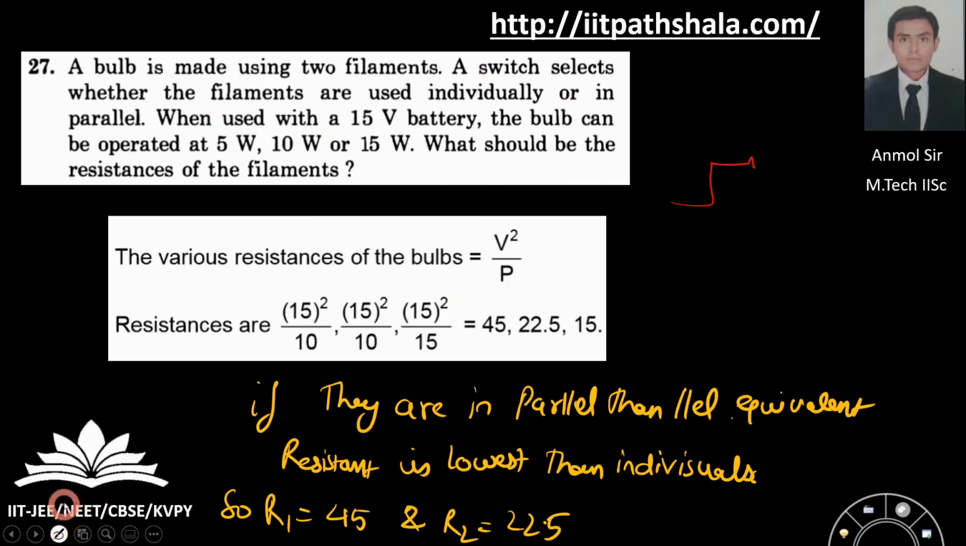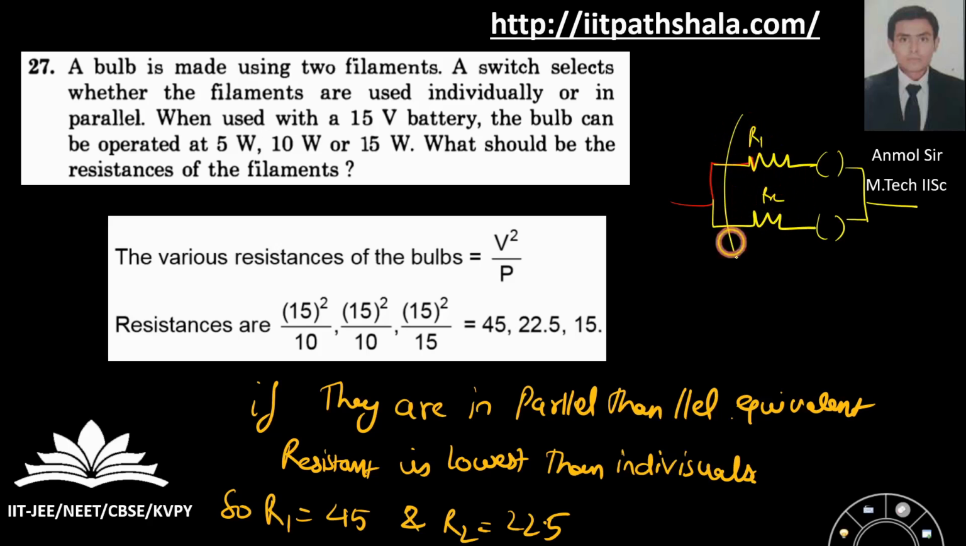First let me change the pen over here. So you are having a bulb made up of two filaments over here. Now you are having a switch. So this bulb can glow as follows: either the two resistances will be in parallel to each other, or the individual resistances will glow up.